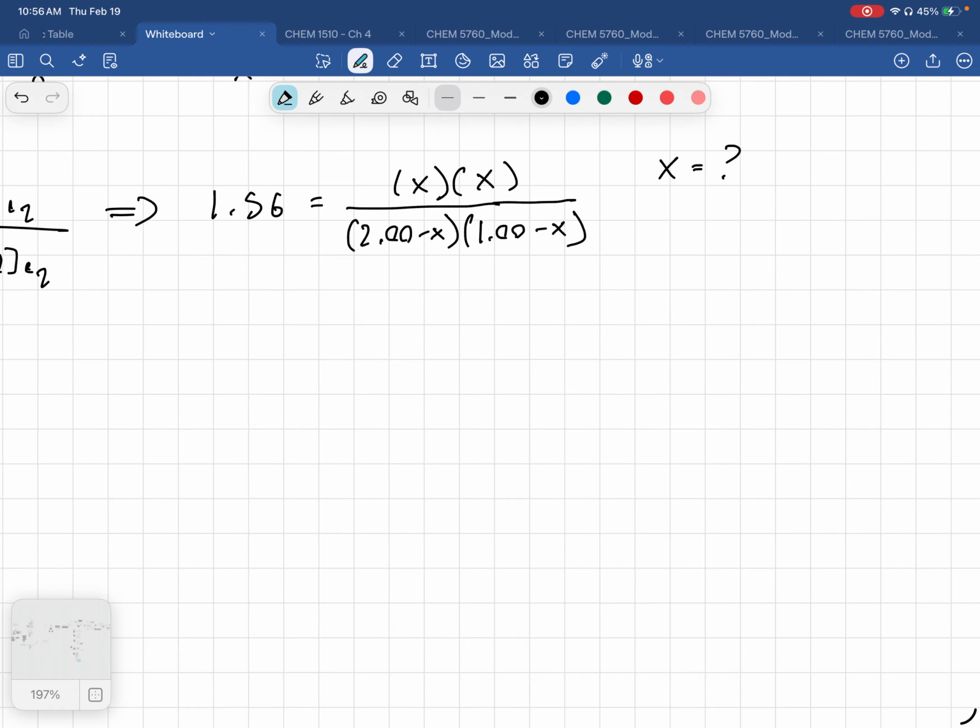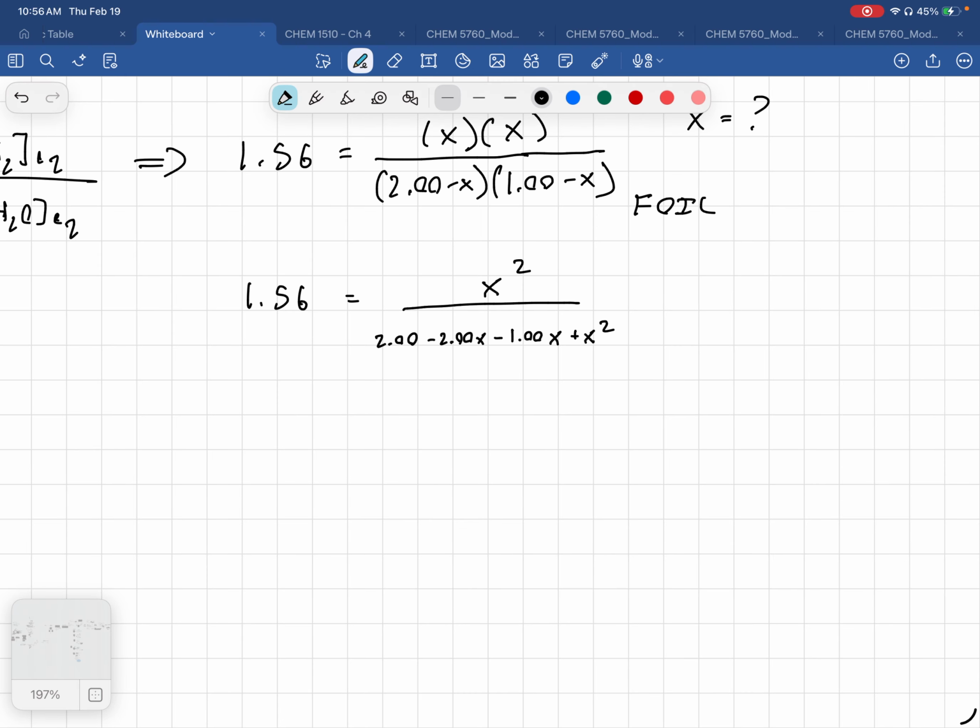Well, if we try to evaluate for X, which we're going to do right now, we get 1.56 equals X squared. And then on the bottom, remember your FOIL method, right? So first, that's 2 times 1, which would be 2.00. Outside, that's 2 times negative X, which is minus 2.00X. Inside, that's 1 times negative X, so we end up with minus 1.00X. And then last, the L. That's negative X times negative X, so it's positive X squared.